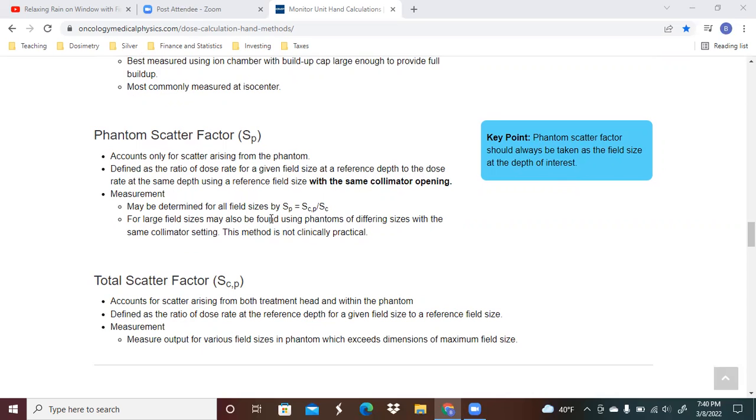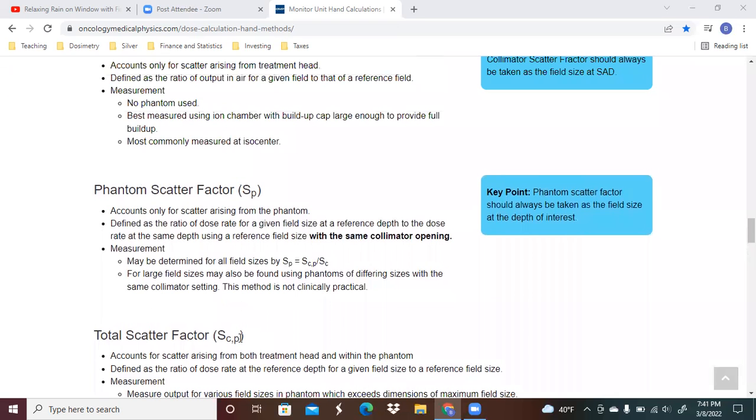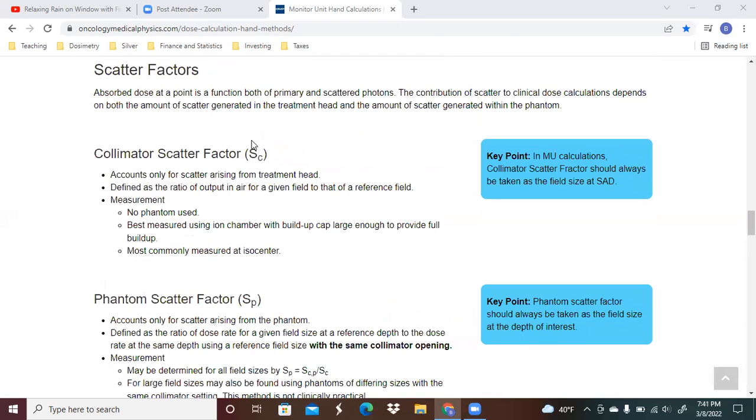So it may be determined for all field sizes by taking a total scatter factor and dividing it by the collimator scatter. The total scatter factor arises from scatter that includes both treatment head as well as phantom scatter, and it is defined as the ratio of the dose rate at a reference depth for a given field size to a reference field size. You can think of this as a combination of this and that.